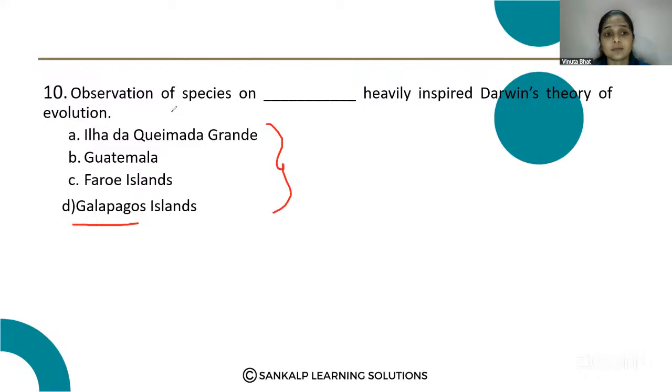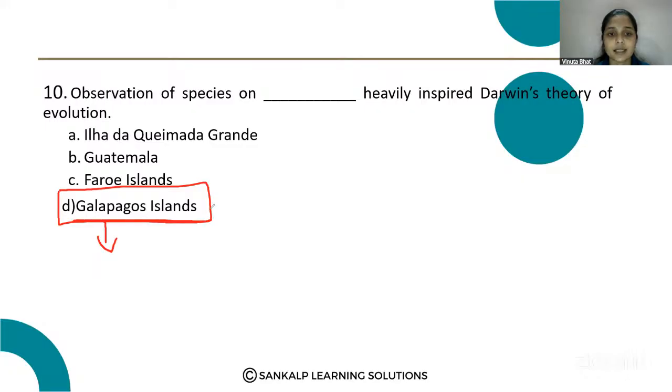So how was he inspired, where did he work? Mainly that is the Galapagos Island. He observed the different species on the Galapagos Island, and that inspired Darwin's theory of evolution. So the island name is Galapagos Island, and he explained the adaptive radiation and all. That is based on the observation done on this island, the Galapagos Island. Option D is the correct answer.